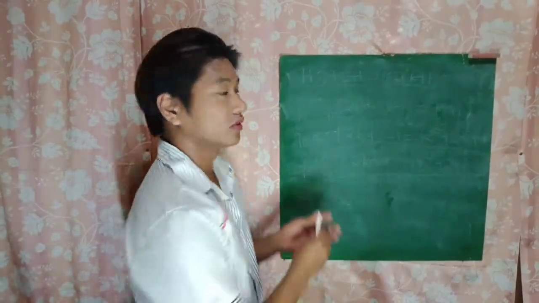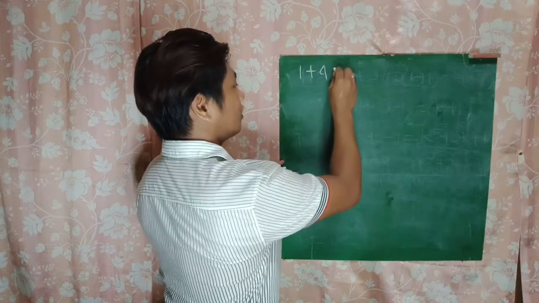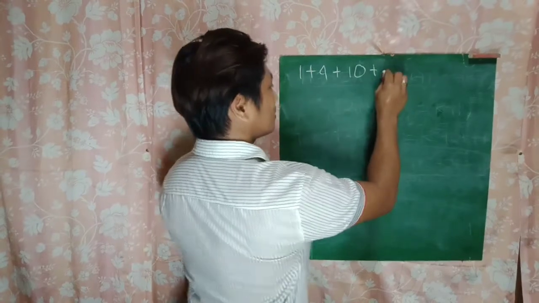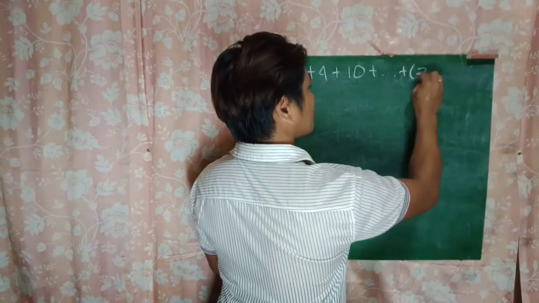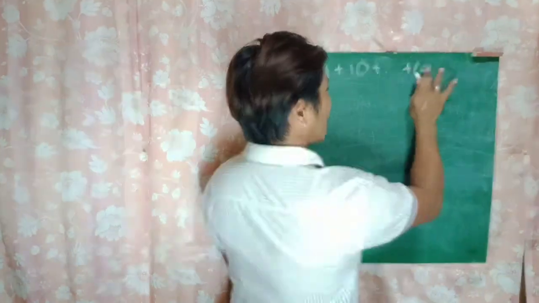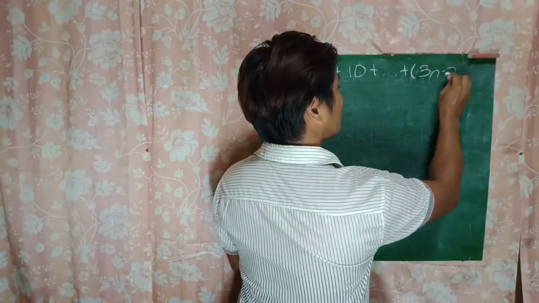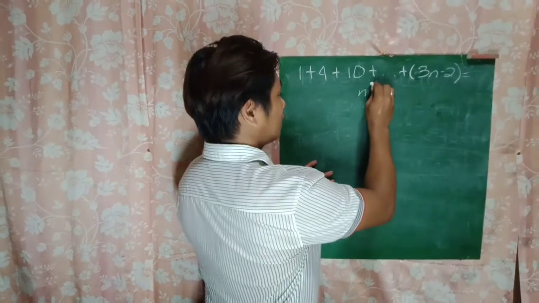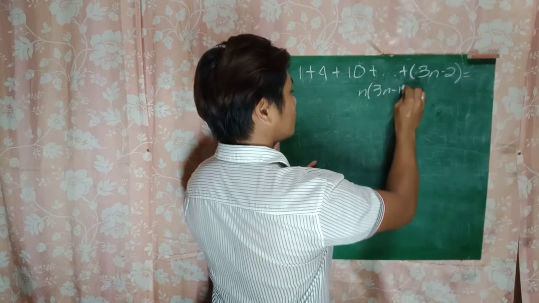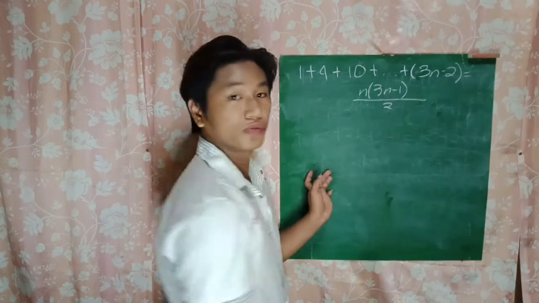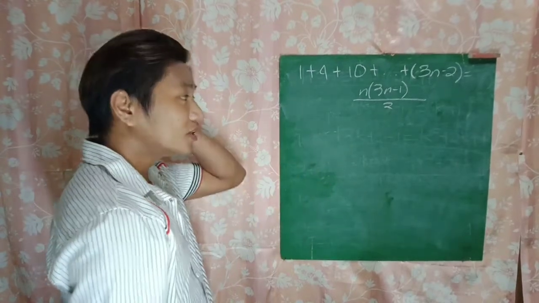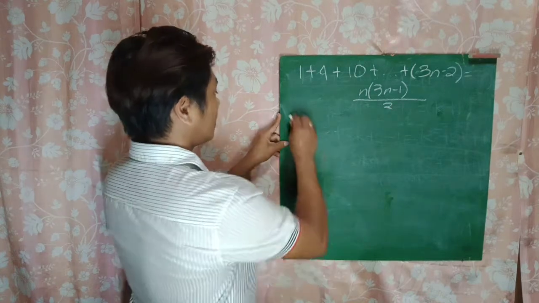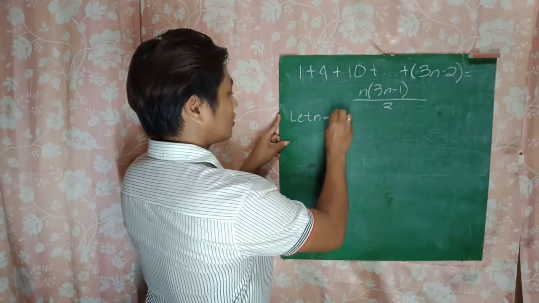We have 1 plus 4 plus 10 plus ... plus 3n minus 2 is equal to n(3n minus 1) over 2. So in this equation, we need to get the value of n by letting n equal to 1, 2, and 3. So let n equal to 1.